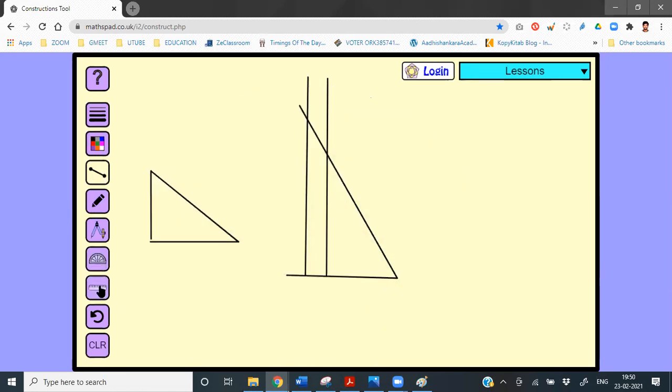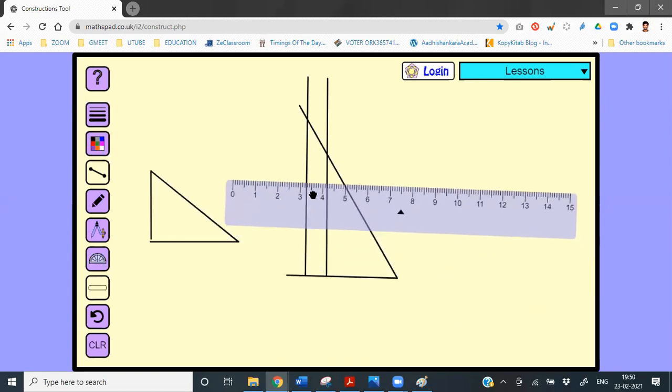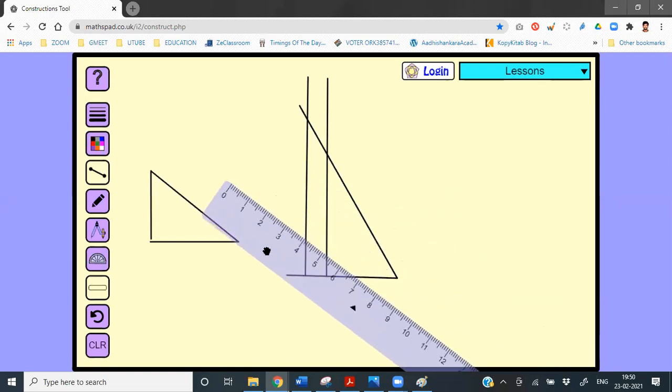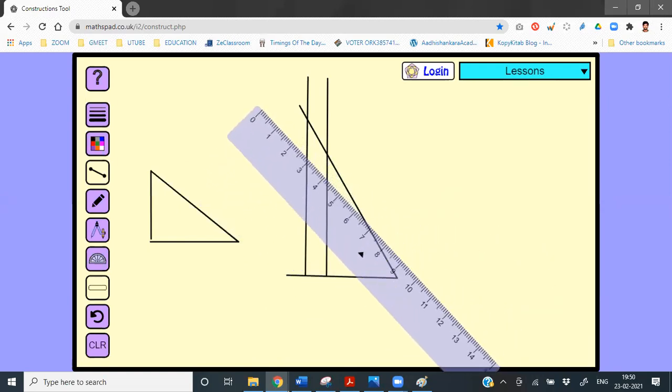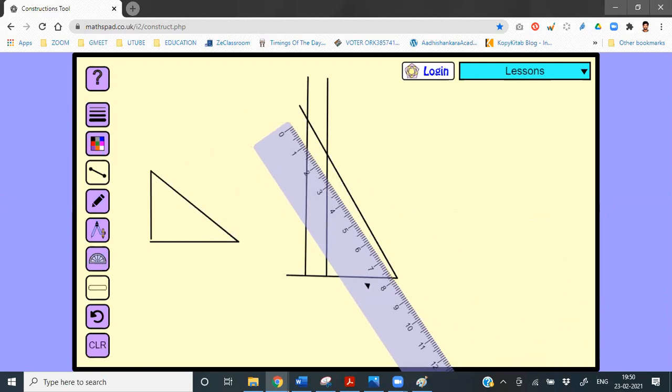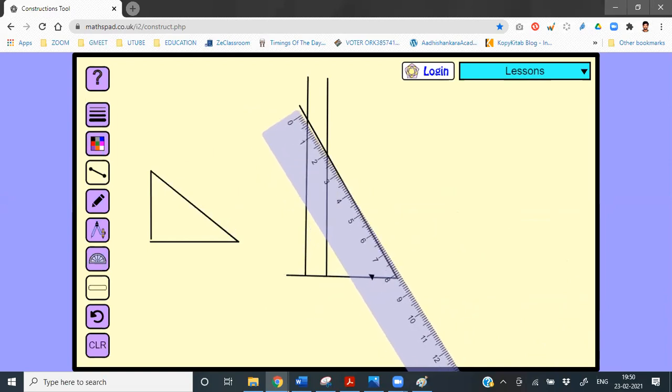Guys, now tell me, what is this measurement? It's around 4, right? Guys, approximately 4, correct or not? Now see the hypotenuse for that. See the magic. 8 centimeters, sir. Yes, 8. Here, students, see.